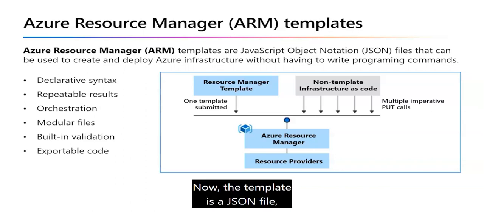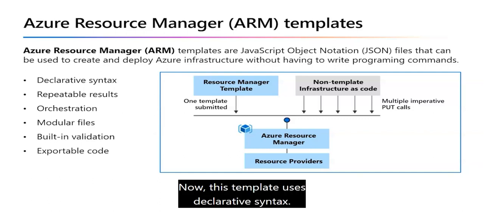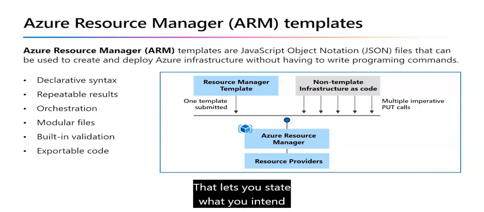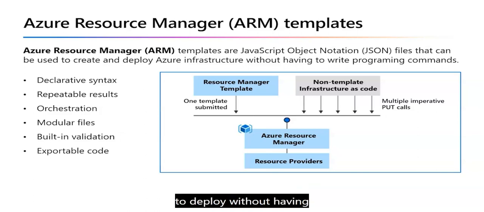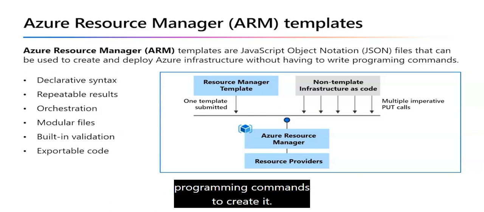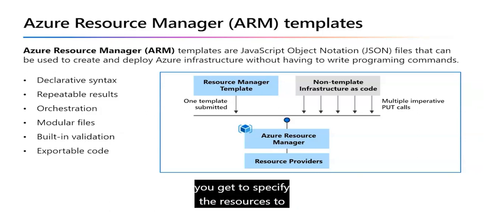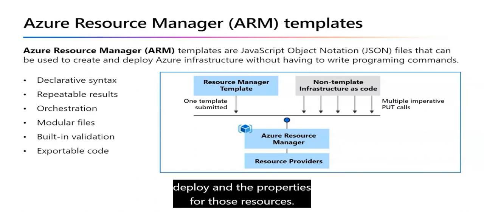Now, the template is a JSON file, a JavaScript Object Notation file, and it defines the infrastructure and the configuration for your project. This template uses declarative syntax, so that lets you state what you intend to deploy without having to write all those sequences of programming commands to create it. In the template, you specify the resources to deploy and the properties for those resources.